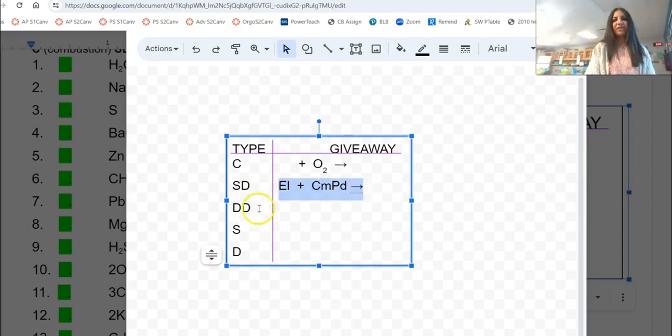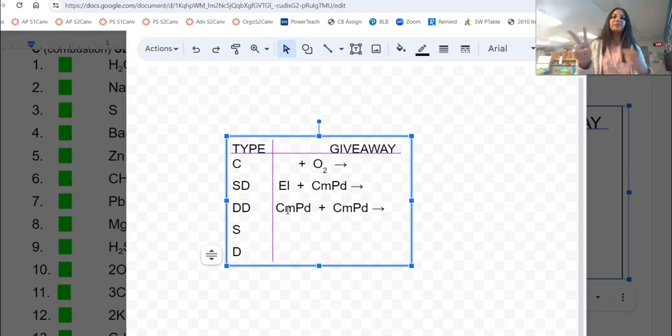I'm going to copy this and I'm going to paste it for my double displacement, because the only thing that's different about double displacement that's a giveaway is this has to be a compound, but you do have to end with 2 compounds. So if you don't end with 2 compounds, that's not double displacement. Same thing with single displacement. You have to end with an element and a compound, but they switched places, okay? So you do have to look to the right also, but this is the best giveaway, all right?